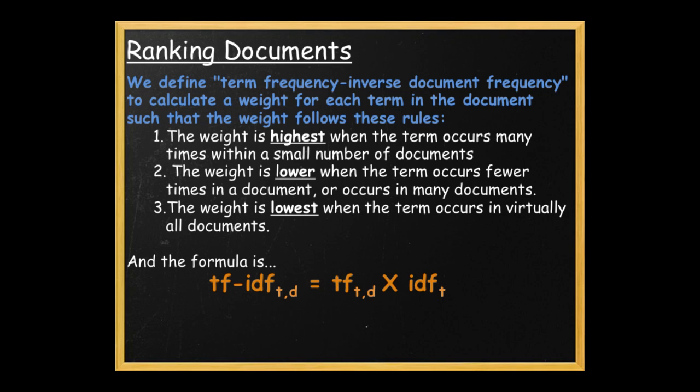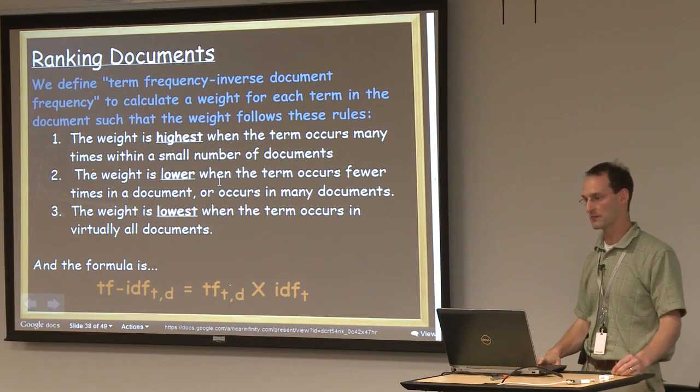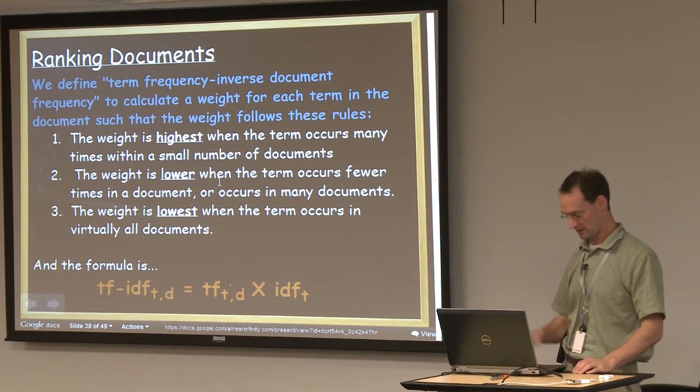So if you have an article about baseball, and the words home run and hit and bunt appear a lot of times in the article, if you have a series of documents, they're kind of a unique set. And so that's what that's trying to capture. And then the weight is lower when a term occurs fewer times in a document or occurs in many documents, sort of attenuating that idea of the collection frequency. And then the weight is lowest when the term occurs in virtually all documents. So the formula is basically taking the IDF times the term frequency for each term in each document. That's the t comma d there.